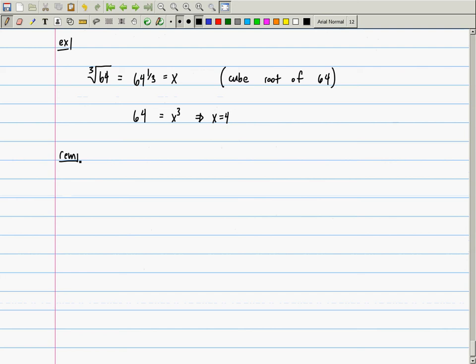I'm going to make a remark, and that is, here is a small table that you should memorize. So these are all numbers that you should recognize, and you should probably just go ahead and memorize this table.